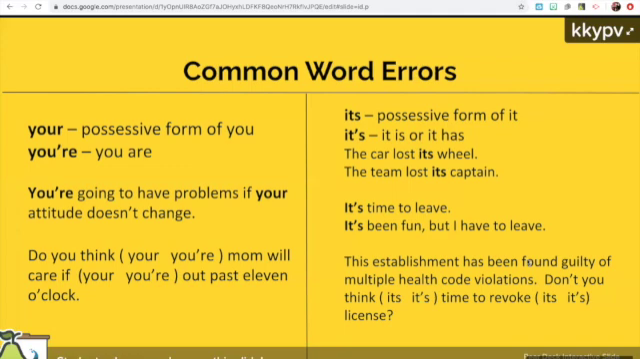It is time to leave. It has been fun, but I have to leave, okay? This establishment has been found guilty of multiple health code violations. Don't you think it's time to revoke its license?